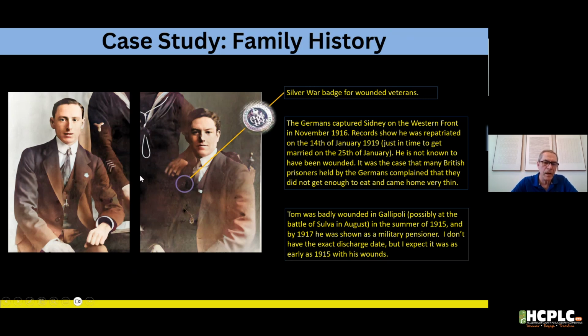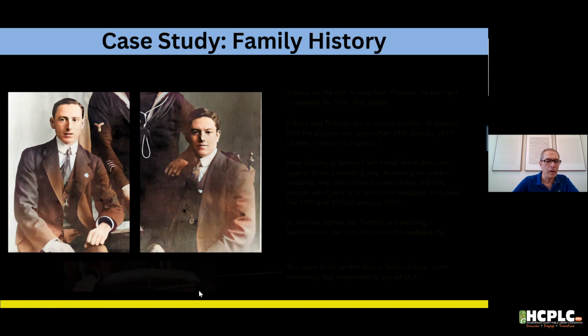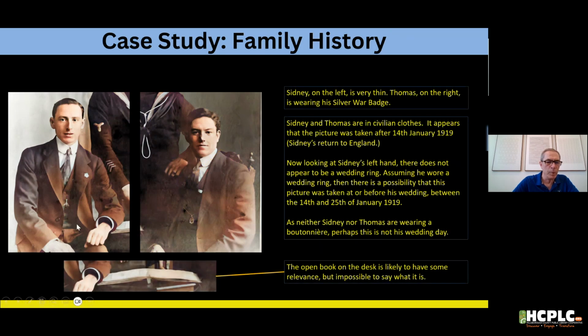So we can date that based on his experience, and we can date the fact that he was released from a concentration camp in January 1919. So now we're tying a photograph together with our research and looked at the book. We can't make out what the book is. We can make out all the people on this.